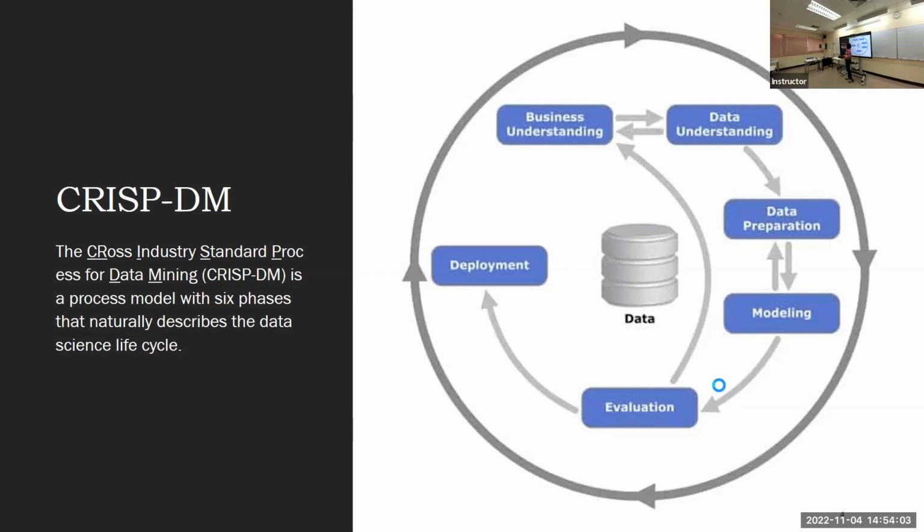It stands for cross-industry standard process for data mining. That's why its acronym is CRISP-DM. Okay, it is a process model consisting of 6 phases or 6 main activities that describe the life cycle of data science projects. So to start with, okay, the very first phase or activity would be business understanding.